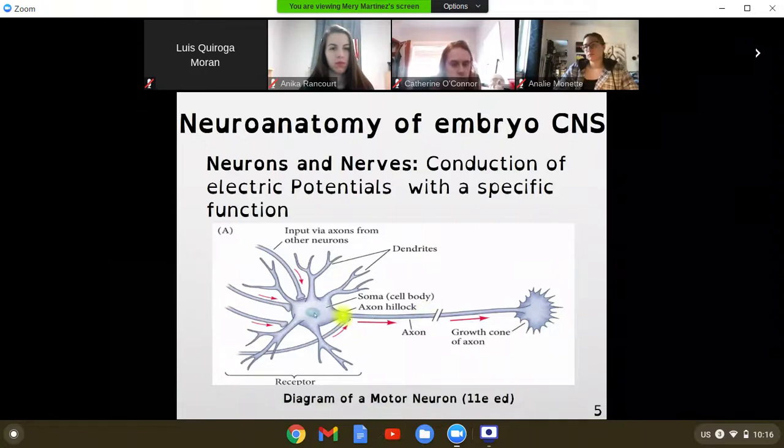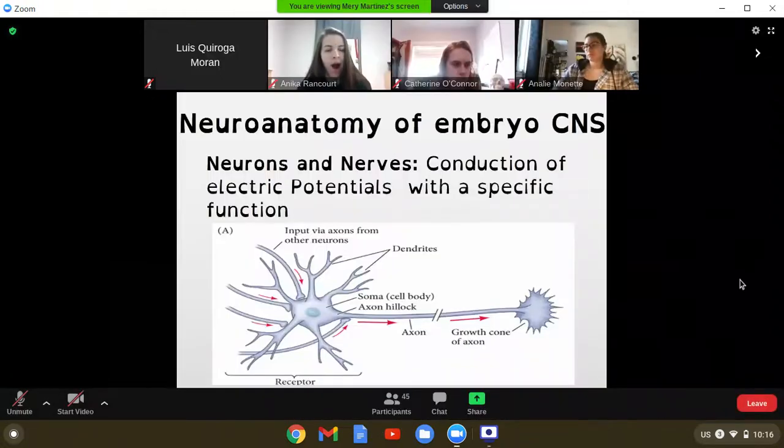And then we have the axon, and then we have the growth cone of the axon. This is the axon hillock. This is where the actual potential is generated to bring it along the axon and then make a synapse with something else. This is a diagram from the 11th version because the 12th version doesn't have it. So all of this is the receptive part of the neuron. This is the transportation, and this is the end part of the neuron.